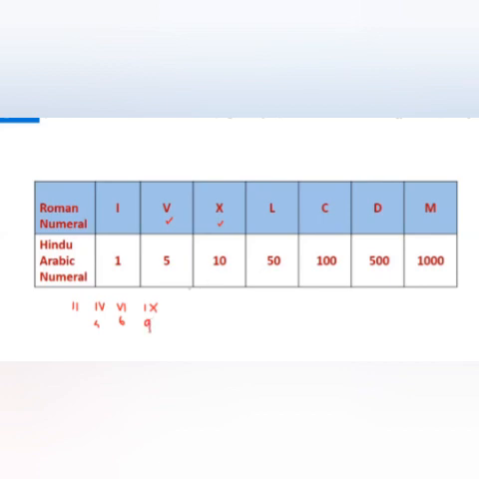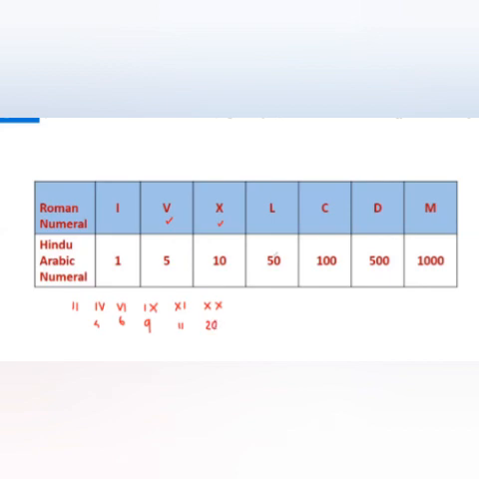Okay, then 11, the same: 10 plus 1 is 11. So we write 10 first, then 1. That is 10 plus 1 is 11, and 12, 13, 14 means 10, then 4, that is 14. 15 also, you can write up to 20. How to write 20? XX, that is 10 plus 10 is 20. So XX is 20. Okay, do you understand this?